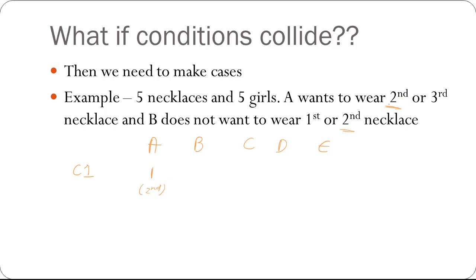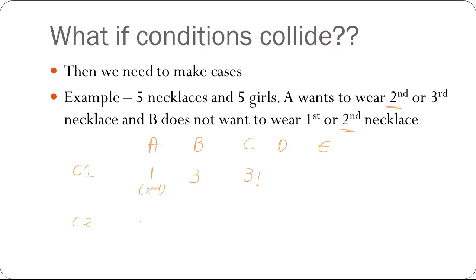So if A has worn the second necklace and B cannot wear the first or the second, so now B has got 3 options. It can wear the third or the fourth or the fifth necklace. There are 3 ways, right? Now there are 3 people left and 3 necklaces which are left. So that can be done in 3 factorial ways. Okay. Now let's consider case 2.